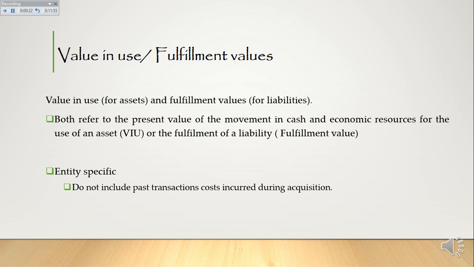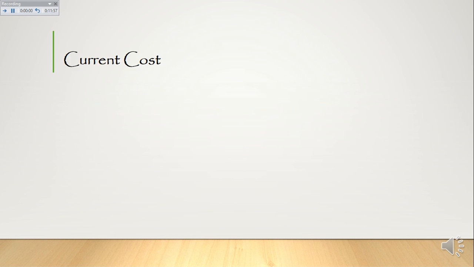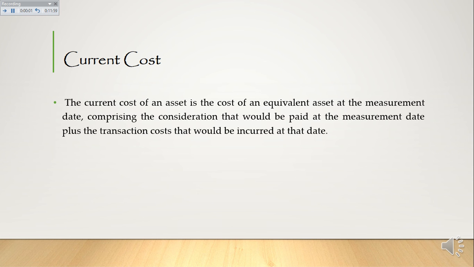Sa current cost, the current cost of an asset is the cost of an equivalent asset at the measurement date, comprising the consideration that would be paid at the measurement date plus the transaction cost that would be incurred at the date. Ang current cost at historical cost ay similar dahil sila ay entry values.